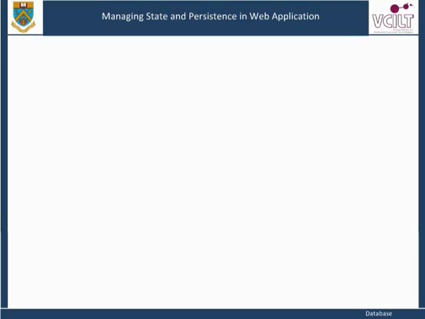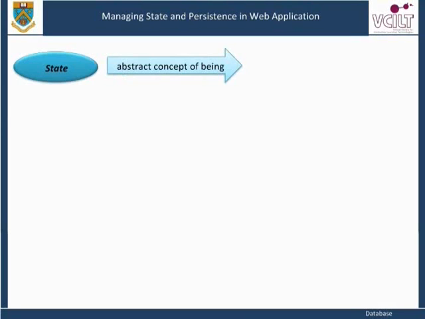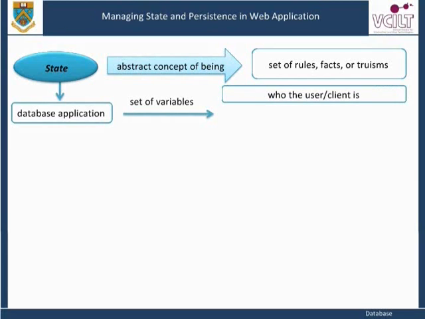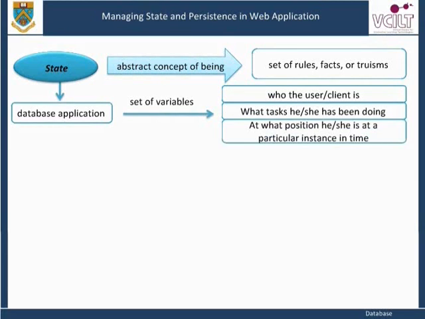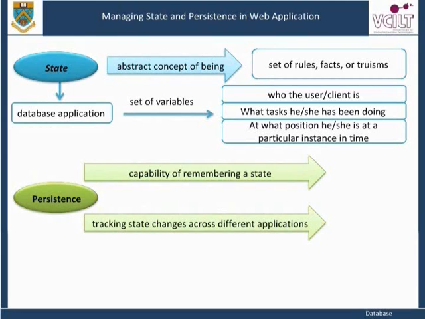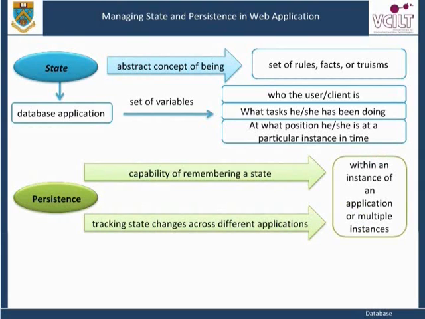Managing state and persistence in web applications. State is an abstract concept of being, which can be explained by a set of rules, facts, or truisms. A state in a database application includes a set of variables and/or other means to record who the user or client is, what tasks he or she has been doing, at what position he or she is at a particular instance in time, and many other useful pieces of information about a database session. Persistence is the capability of remembering a state and tracking state changes across different applications or different periods of time within an instance of an application or multiple instances.